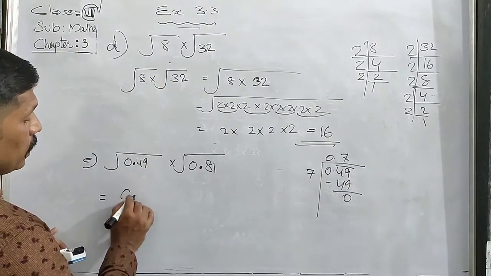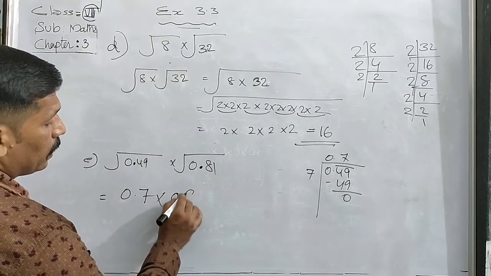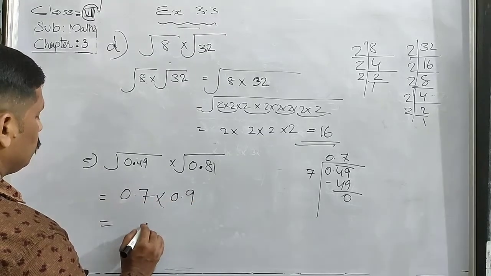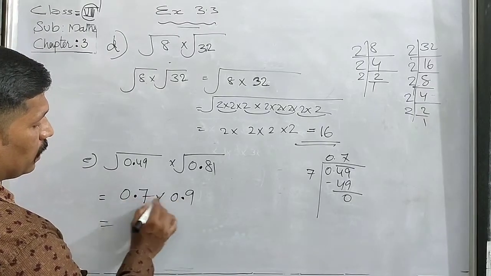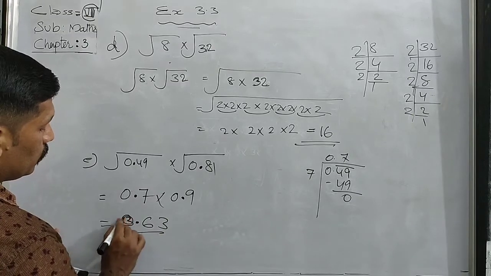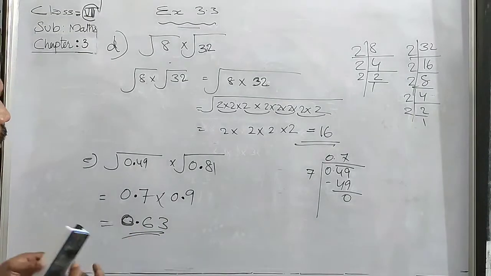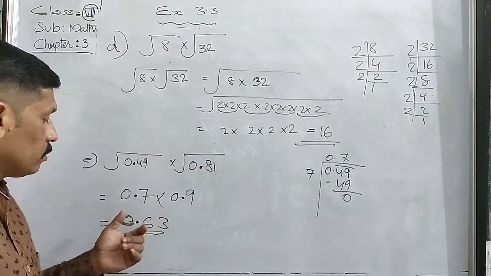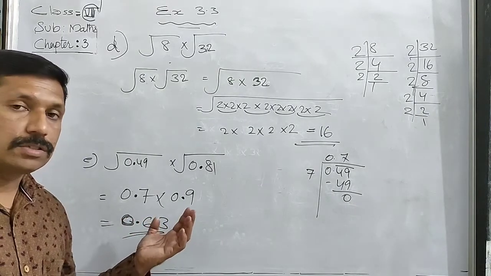It is 0.7 into, here 81 means 9, therefore it is 0.9. Then 9 sevens are 63, and here 2 decimal places are there, 1 place and 1 place. So in the answer also 2 decimal places should be there. Therefore it is 0.63. The root of 0.49 into 0.81 is equal to 0.63. Okay, I think students you understood that.